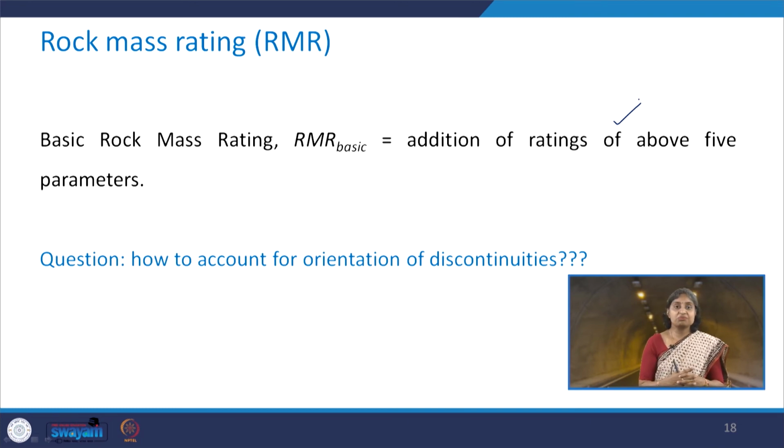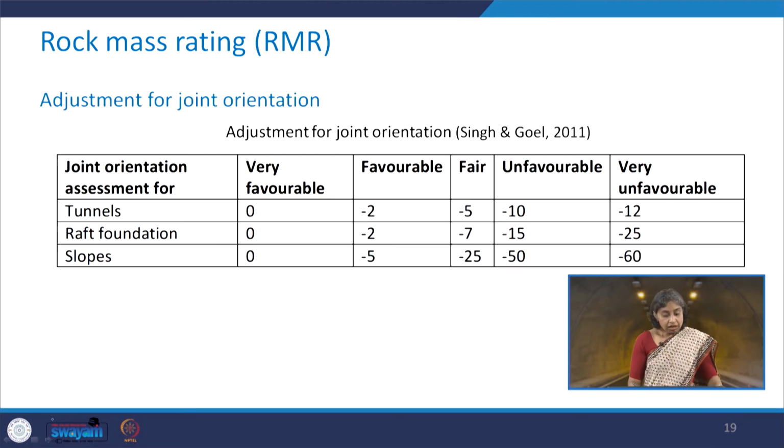Now, the question comes that how should we account for the orientation of discontinuities? Let us take a look. Here is the table that gives you the idea about the adjustment for joint orientation. You see for different types of structures, different rows are given. For example, for the tunnels it is this row that is to be considered, for raft foundations it is this row, and for slope related problems it is the last row of this table.